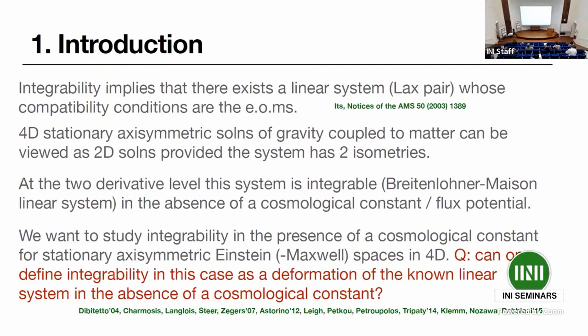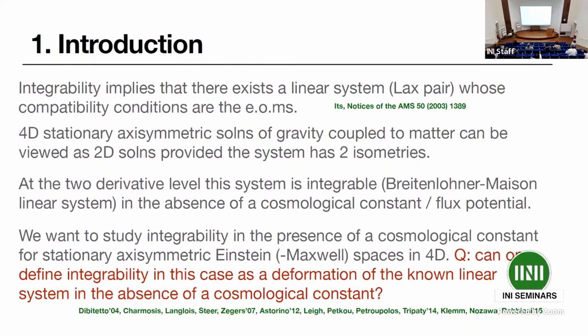And essentially, we'll be restricting to 4D stationary axisymmetric solutions of gravity coupled to matter. And provided that the system has two isometries, then we can view this system in 2 dimensions. And at the 2-derivative level, as Robert was mentioning, we know that the system is integrable in the absence of a cosmological constant or a flux potential. So our goal is to study the integrability in the presence of such a cosmological constant or flux potential.